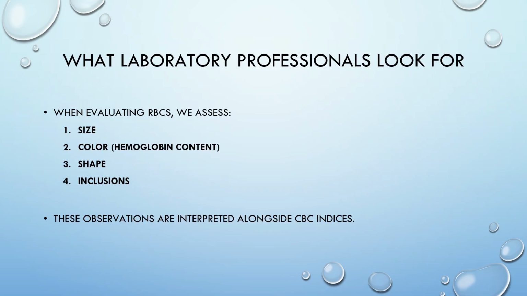So when laboratory professionals evaluate red blood cells, what exactly are we looking for? Fortunately, the process is actually pretty systematic. There are four main things we assess when examining erythrocytes on a peripheral smear. First is size. Are the red blood cells smaller than normal, larger than normal, or roughly the expected size? Changes in cell size can point us towards different categories of anemia.